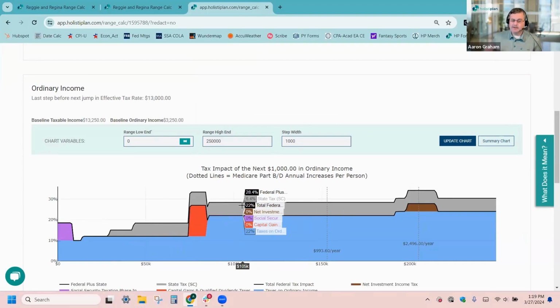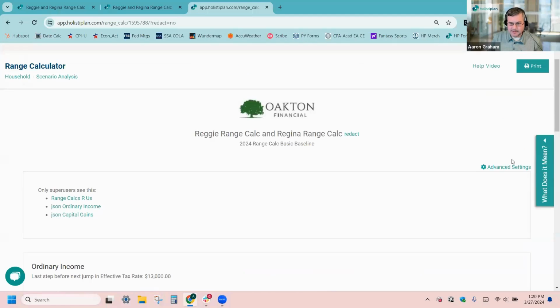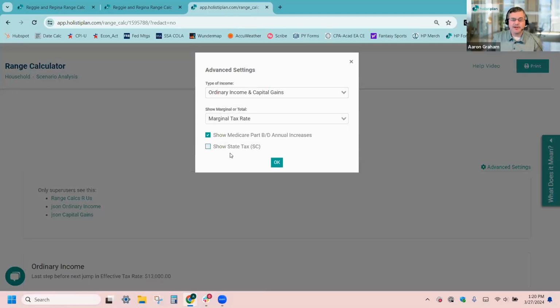So this would mean that, just to go back, adding $105,000 of ordinary income would subject Reggie and Regina to their marginal rate on that $1,000 slice here in this one spot would be 22 for federal, but 6.4 for South Carolina. So the total federal and state combined marginal tax rate on this income would be 28.4%. Again, you go to advanced settings, you can check either one of those or uncheck them. Some of these are in beta, but you can look at total tax, which is equivalent to line 24 of the tax return. I wouldn't mess too much with these until you get a really firm grasp of range calc.